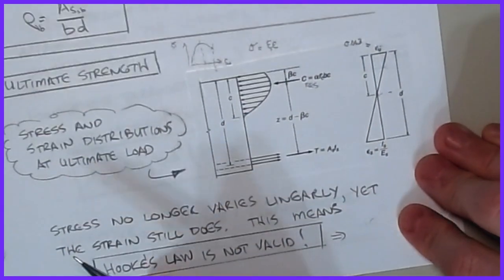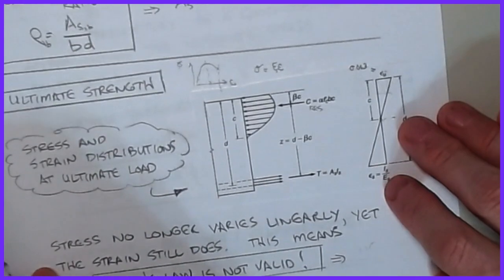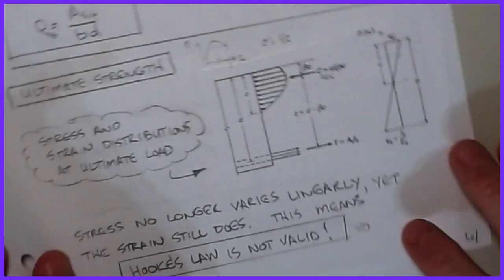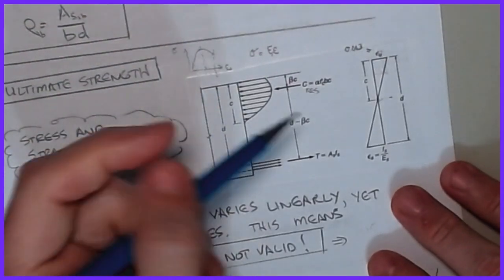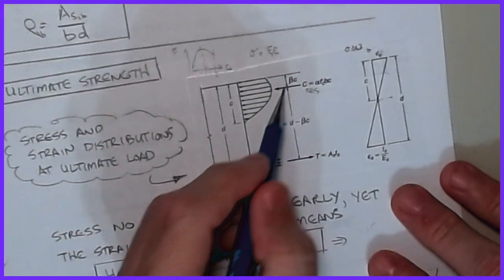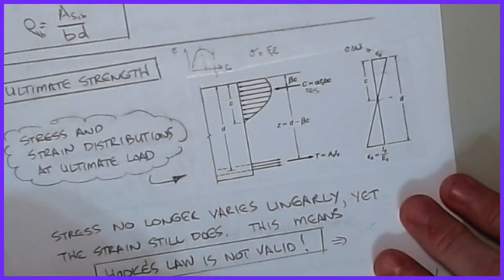But the biggest idea when we're calculating the ultimate strength is that Hooke's law is no longer valid for us. So we've got to come up with another approach to being able to find that. All right. So if we look at this, we can start to set ourselves up for some basic relationships. I do want to point out that if I call this beta C, then we're going to define a distance. In this particular diagram, they call it Z, but it's basically the depth minus this beta C.